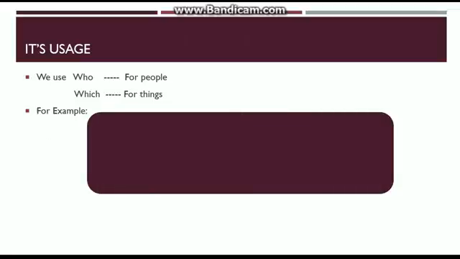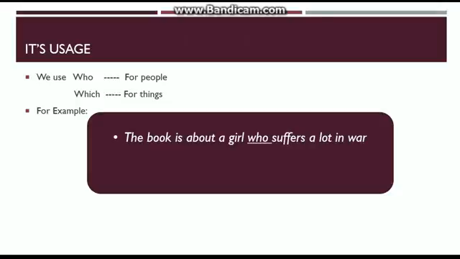For example, the book is about a girl who suffers a lot in the war. In this, girl is a noun, and according to the definition, a relative pronoun is used after a noun. So, who is the relative pronoun, which is describing the girl who suffers a lot in the war.